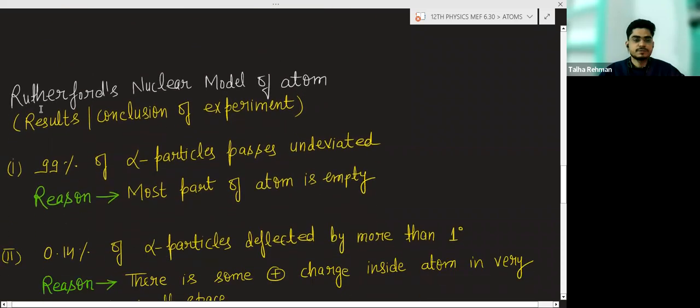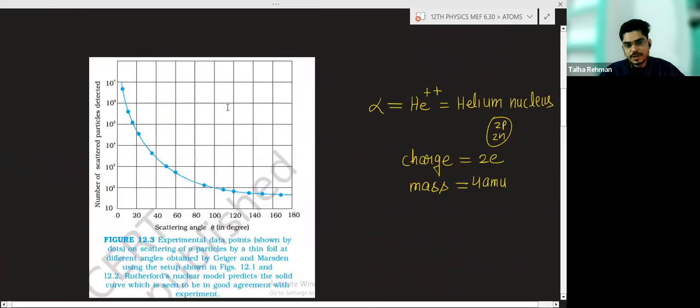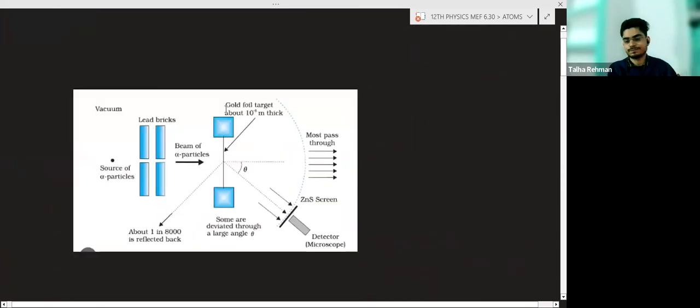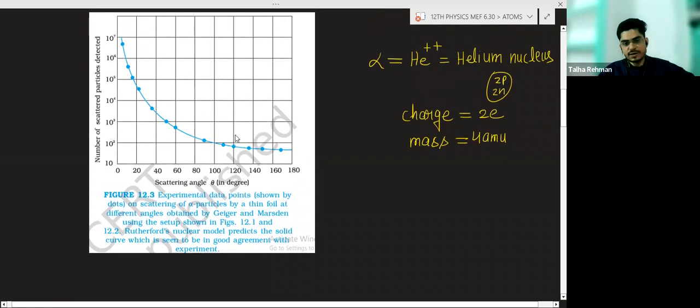Now this is important: Rutherford's nuclear model of atom. Basically this is the experiment done by Rutherford, and 2 other scientists were also there. You can read here: experimental data points shown by dots on a scattering of alpha particles by a thin foil at different angles, obtained by Geiger and Marsden using the setup shown in the figure. So basically these are the 2 scientists that plotted this graph.